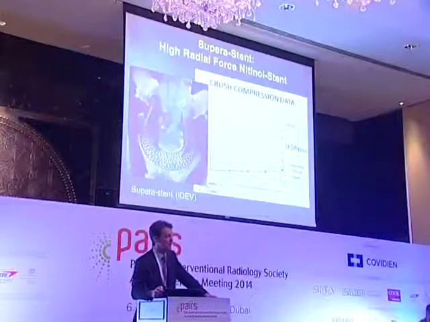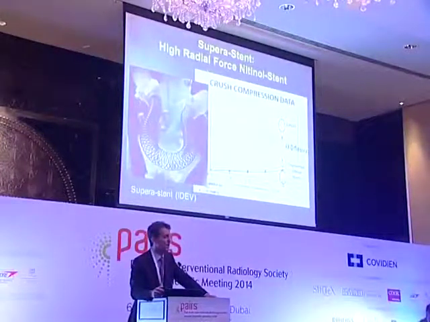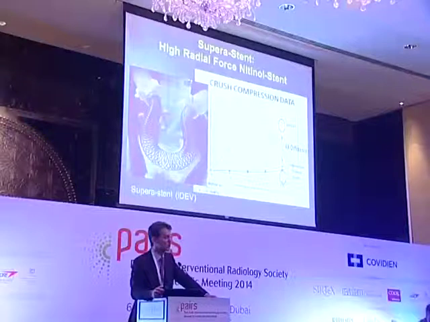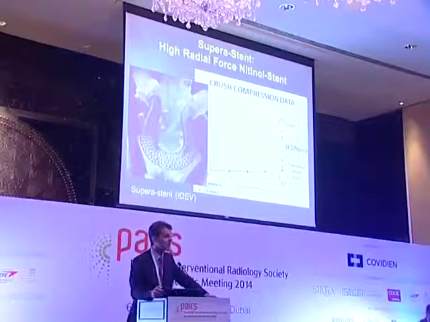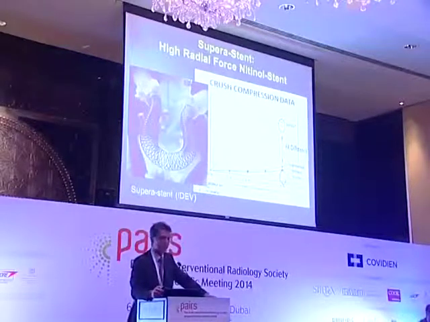So these kinds of lesions clearly are those where we implant a high radial force stent, and this is the one which we use for very calcified lesions, the Supera stent, which is now acquired by Abbott, which shows 4 times higher crush resistive forces, or radial force, if you want to say it this way around.